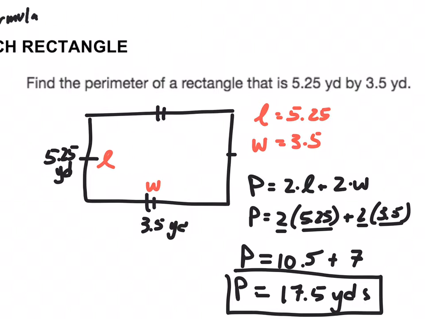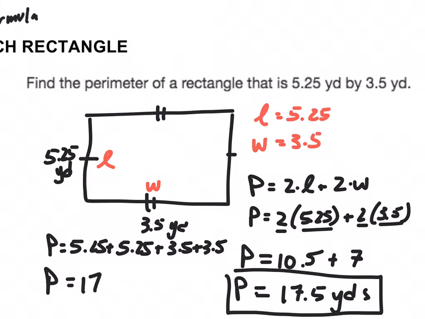The other thing you could do is simply add these up. You could do 5.25 plus 5.25 plus 3.5 plus 3.5. I'm going to do 5.25 plus 5.25, and then add 3.5 and 3.5 again. And that would give me 17.5 yards. So whatever you want to do doesn't matter to me, as long as you get it right.